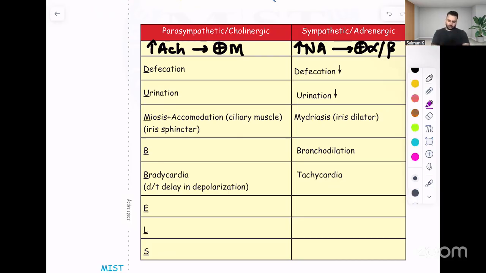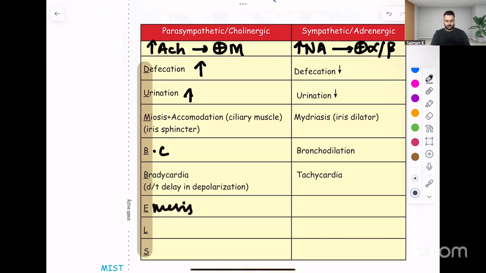So now that we have gotten this much, let's try to understand. Hoping that all of you remember this mnemonic called DUMBBELSS, right? We know some functions will happen when parasympathetic increases. Meaning what will happen? Defecation increases, urination increases, miosis will happen, bronchoconstriction, bradycardia, emesis, lacrimation, salivation. These are all the features when the parasympathetic system increases.